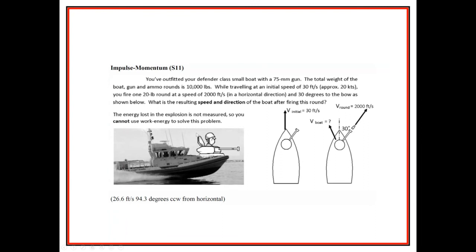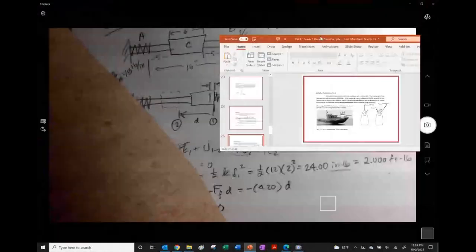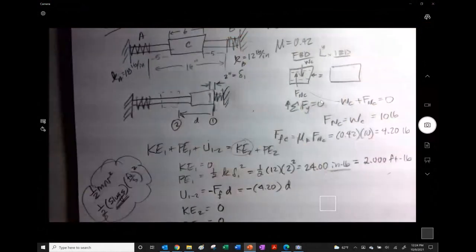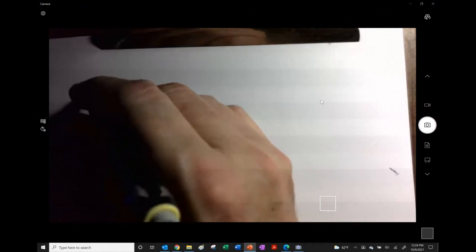All right. So this is an exercise in conservation of momentum. Also they got to play little coasty things. So this is the impulse-momentum problem from S11. Wow, 10 years ago. All right. I didn't want to do too much.